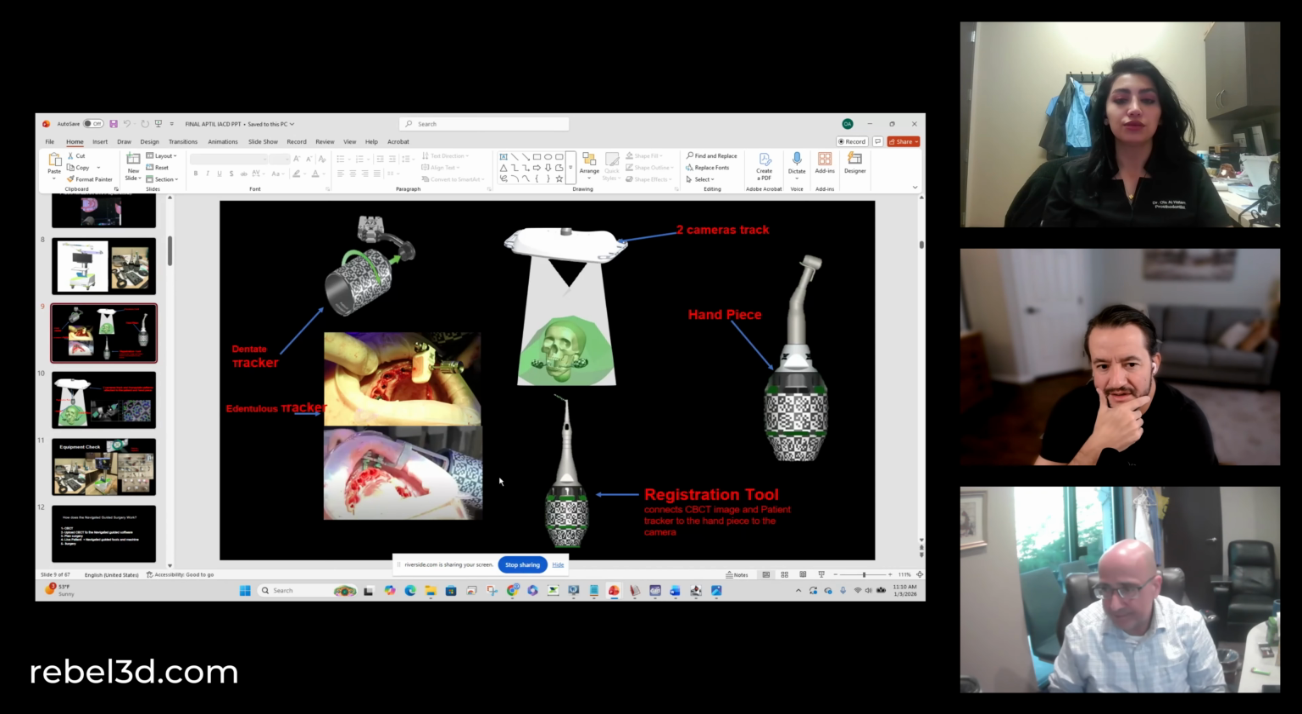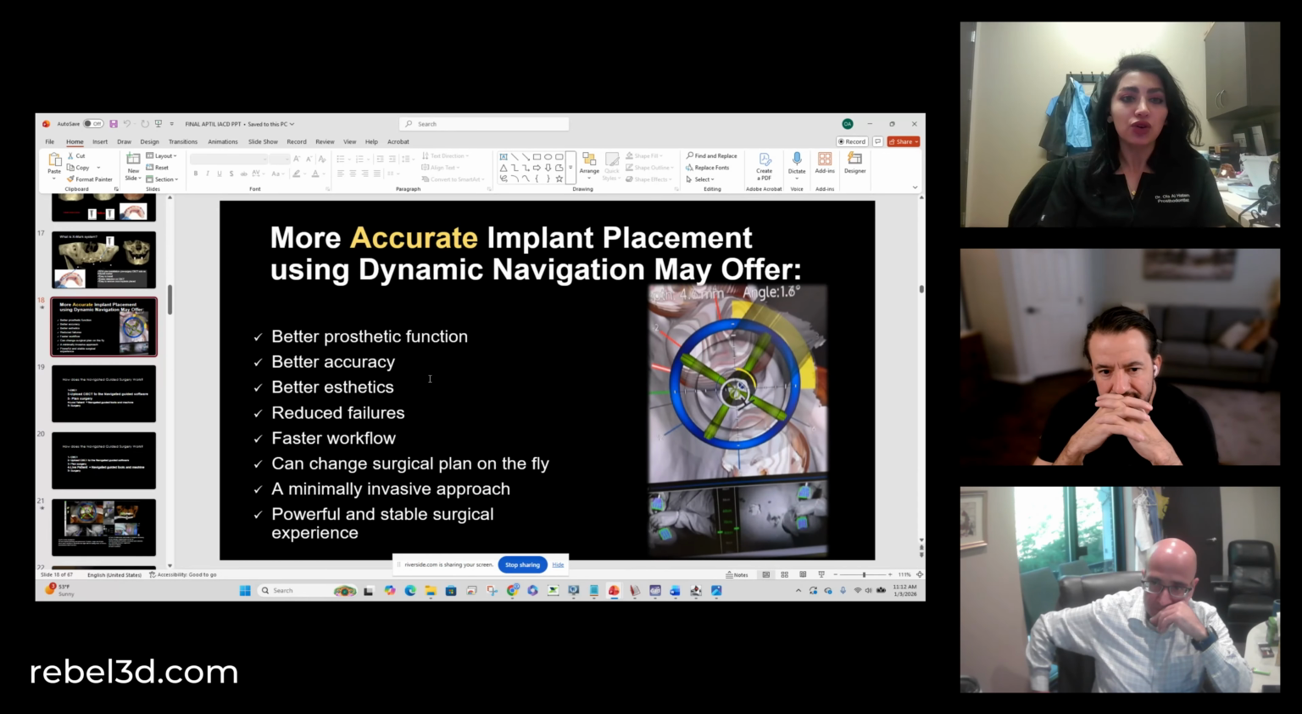Better aesthetics. Why is that? So if you're doing an FP1 case, yes, you can still use something like a bone scalloping guide, like a prosthetic guide, in order to make sure that your bone scalloping is done to the plan, but still ensuring accuracy by placing the implants where you want it to be with the dynamic navigation.